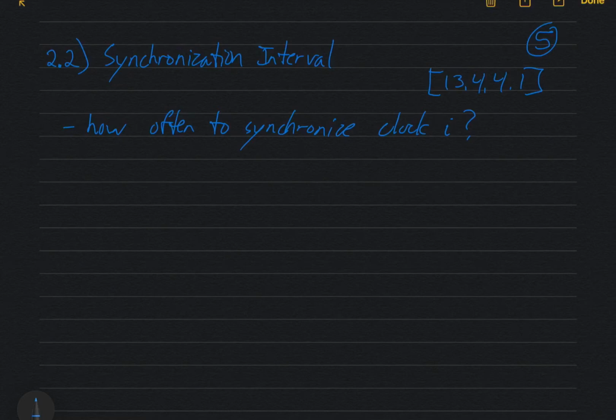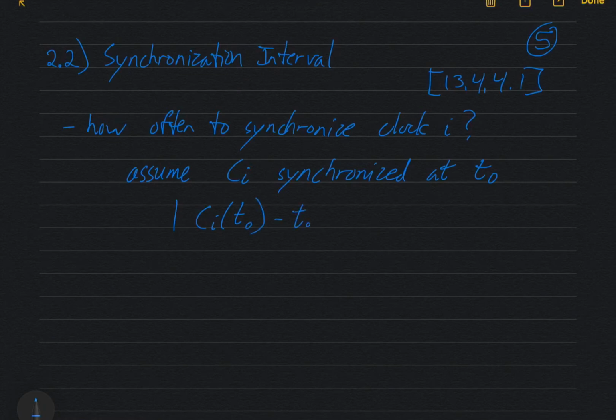So to start off, let's assume that clock I, C sub I, is synchronized at t0, so that'll be your baseline. At that time, the value that we read from our clock at t0 minus the real time should ideally be the same, but there may be some error in the synchronization, so we're going to call that delta. So this is our maximum synchronization error. We may not have a perfect process for doing that.